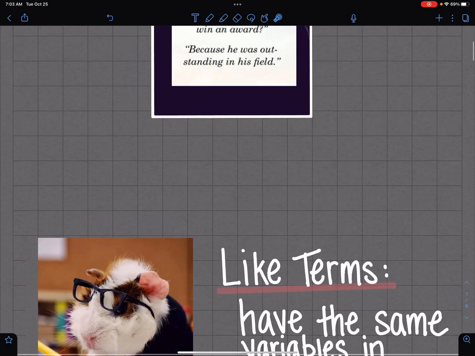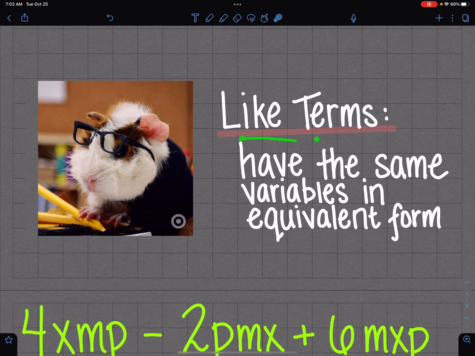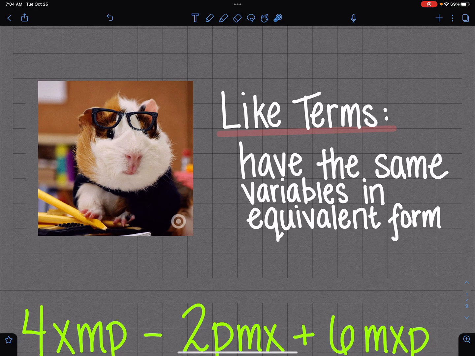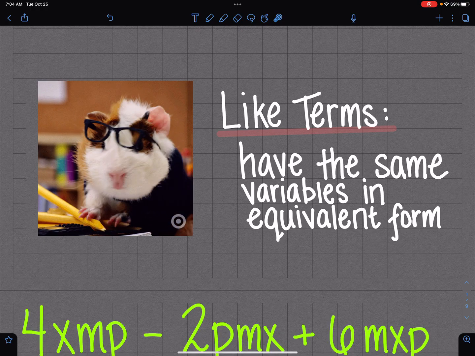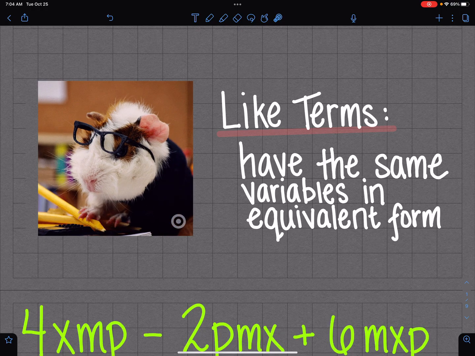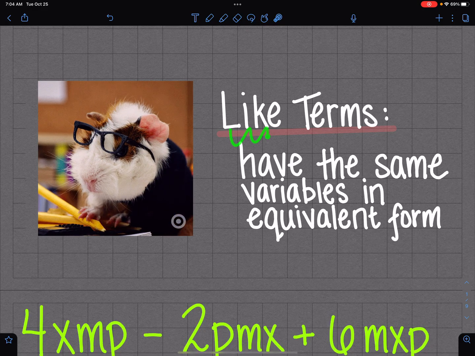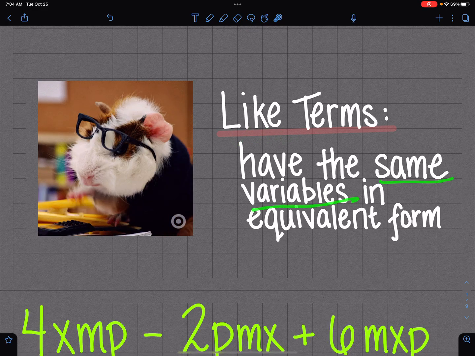And then we are going to move on to like terms. Remember what a term is? A term was like a number. It could be either numbers or variables that are all together in one expression and that can be simplified down to a single number. That's kind of what a term is. So like terms are going to be terms that have the same variables in equivalent form.